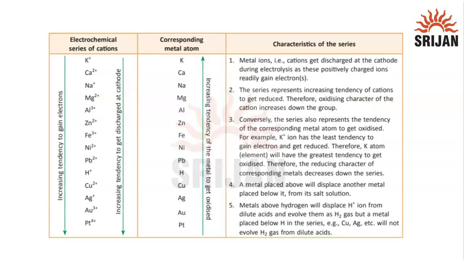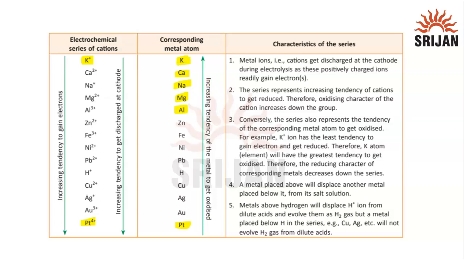Here we have this electrochemical series, and we can see potassium is at the top and platinum is at the bottom. So potassium, then calcium, sodium, magnesium, aluminum, down to platinum. This is simply the increasing tendency of the metal to get oxidized. What do we mean by oxidation? Basically, loss of electrons.